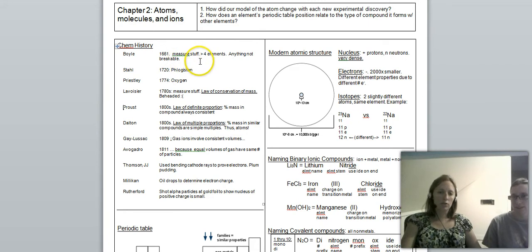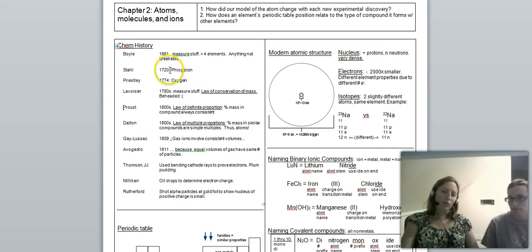He was the first guy who said that Greek idea of like 4 elements with water, earth, air, and fire, that's stupid. How about instead we say that elements are anything that you can't break down any further? So that was his definition of elements, and he actually discovered a lot of elements by breaking down stuff and using that as his definition. So that was Boyle.